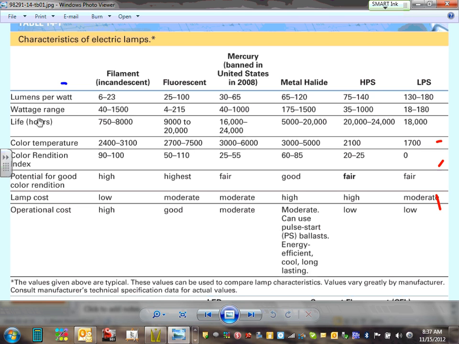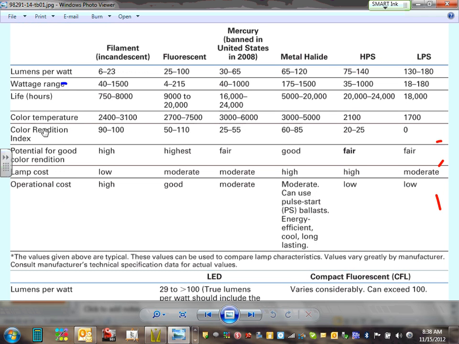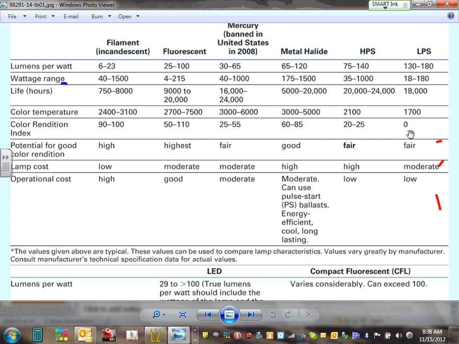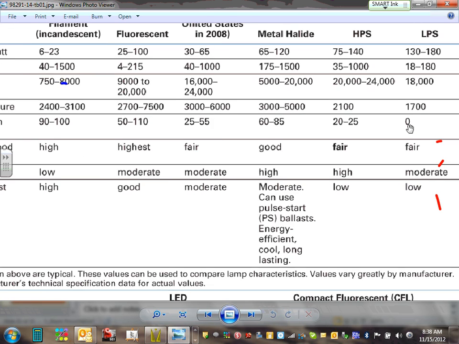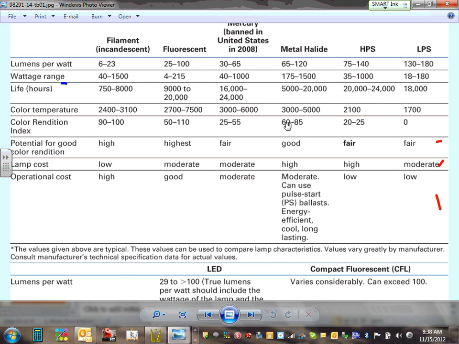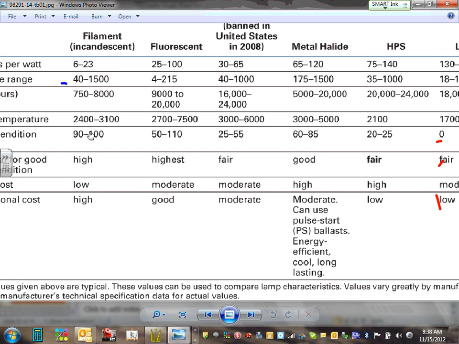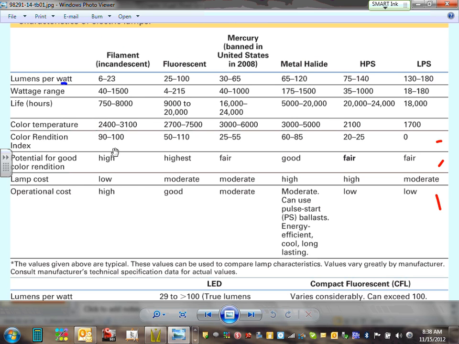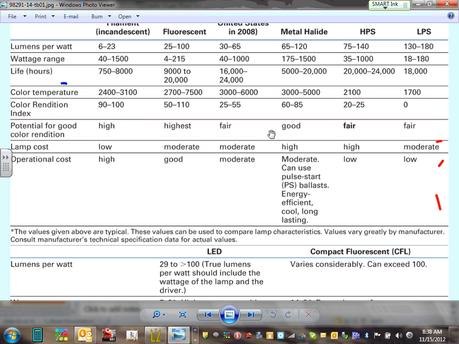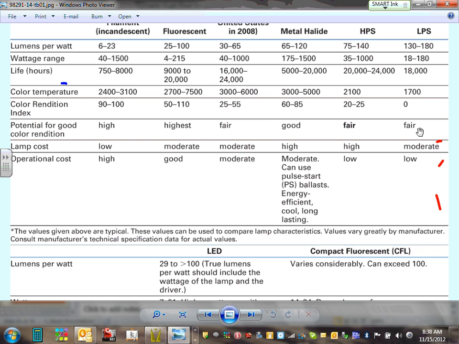Look at the watts that you can get them with. Life is a good deal. Incandescent lamps, you can buy them up to 8,000 hours. But if you go to metal halide, for example, 20,000 hours is supposed to be the life. Fluorescent, 24,000. So that's an advantage. Color temperature is not a big deal, but the color rendering index is. Look how bad the LPS, low pressure sodium, is: zero. You can't see anything underneath that thing. High pressure sodium, 25. Metal halide is good, 85. The best one, of course, is the incandescent lamp. Anyway, on potential for improvement, metal halide has fair potential, so you can improve it by treating it with chemicals.